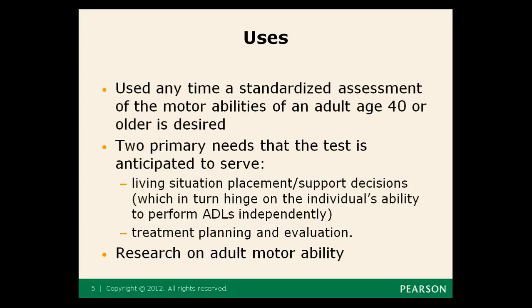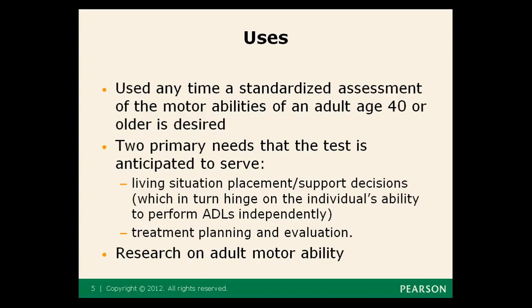In terms of its uses, we can think about this assessment being used anytime we need a motor ability assessment for any adult ages 40 or older. But really, there are two primary needs that we think that the test is going to serve most frequently. First of which is living situation placement and support decisions. And those decisions are going to be the ones in which the decision is really hinged on whether or not an individual has the ability to perform ADLs independently. And then also the second primary need is going to be looking at treatment planning and evaluation.